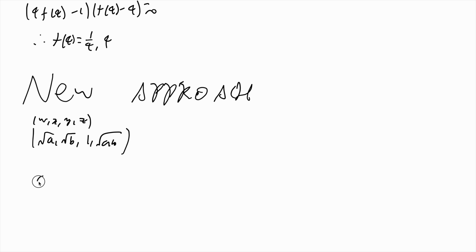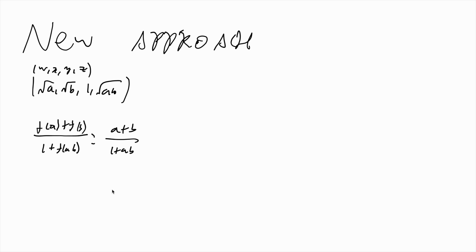So we know that a plus b over 1 plus... what am I doing? It's f of a plus f of b over 1 plus f of ab is equal to a plus b over 1 plus ab. This is always true.